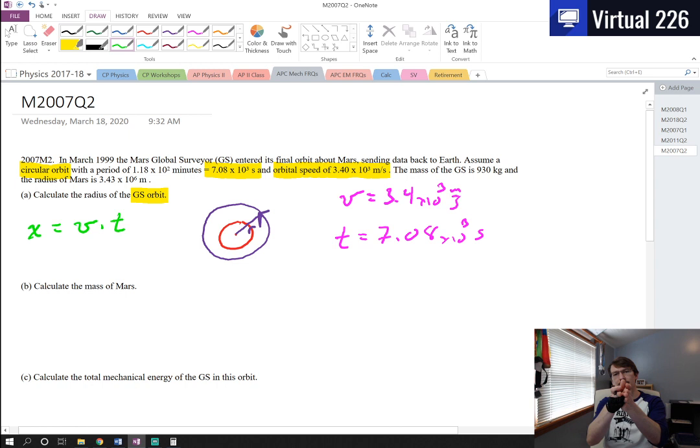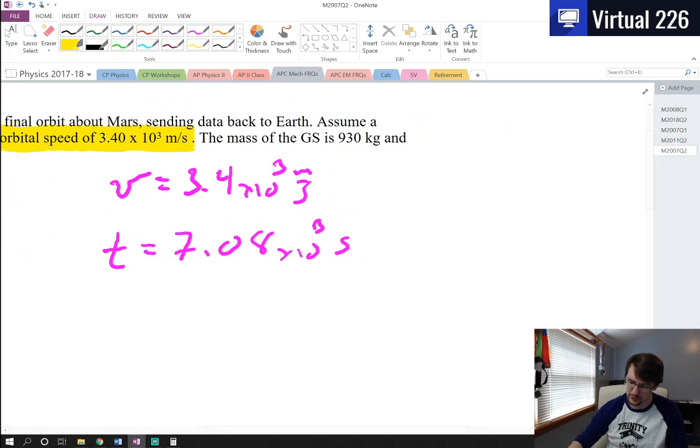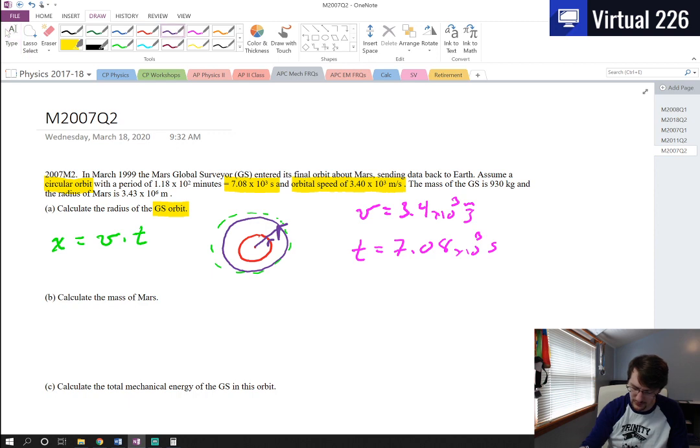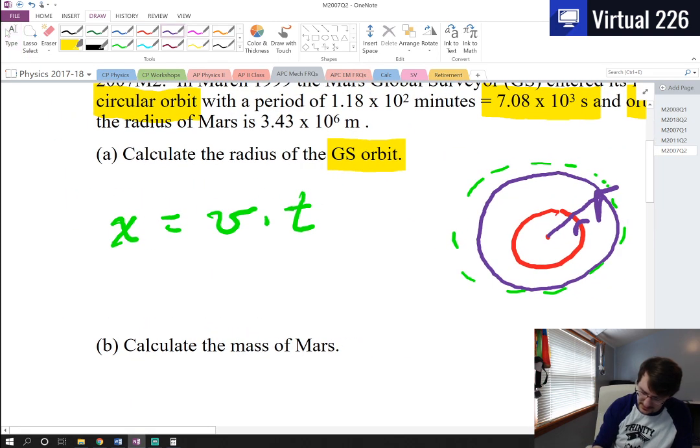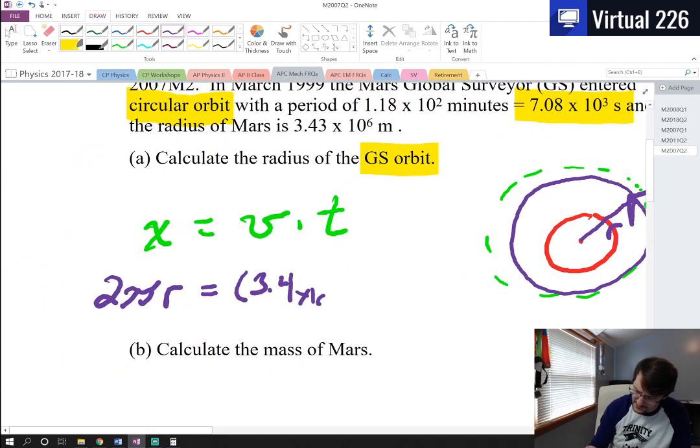But in this case, we're not looking at a linear distance, we're looking at a circular distance. So how can you get how large this distance is as you go around? Well, that's a circle, and you know the circumference of a circle is just 2 pi r, where that r is the radius of the orbit. And this has to equal the velocity, 3.4 times 10 to the third, and the time, 7.08 times 10 to the third.